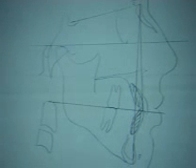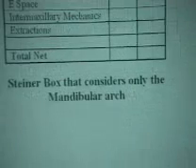Now, if we use a Steiner analysis, it also tells us that we must move this lower incisor back 4 millimeters. Double that, it's 8 millimeters.